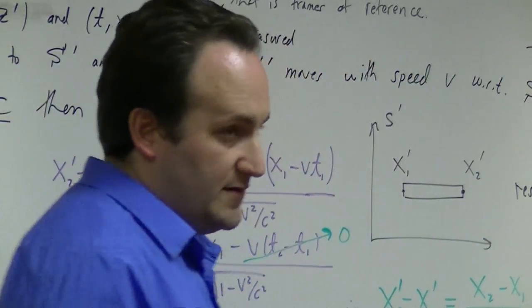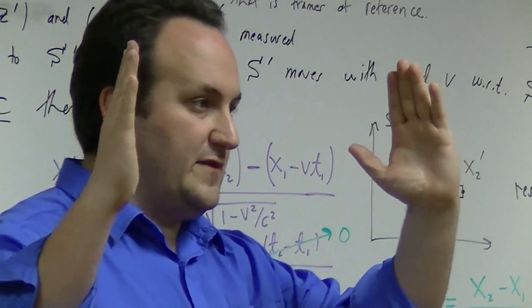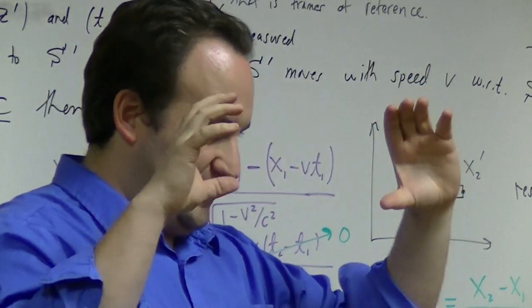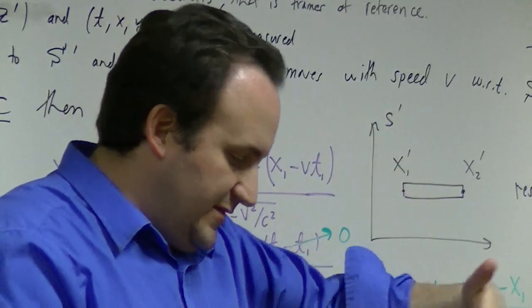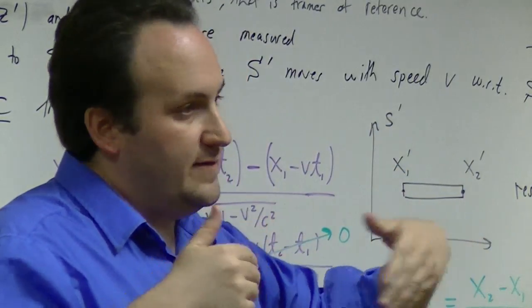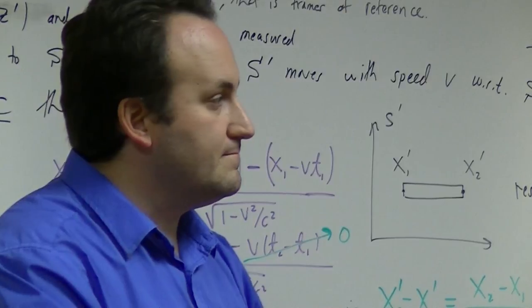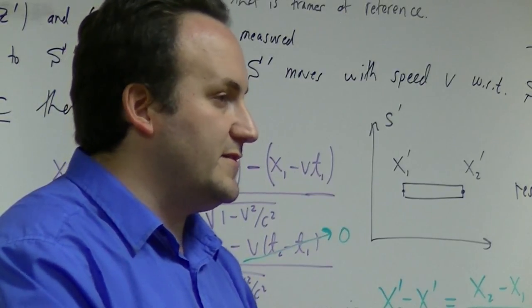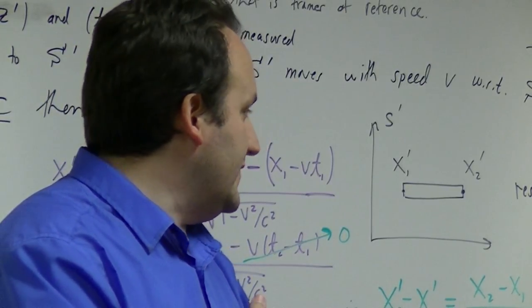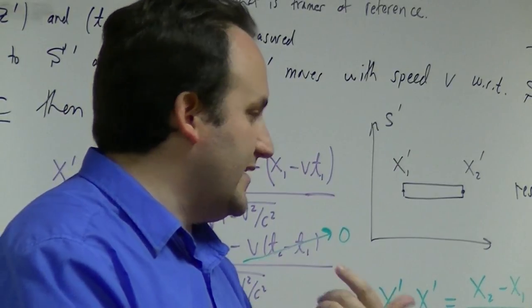So what this says is that when you have things moving, the distance as measured in the thing's own rest frame will be longer than what you measure. There's a corresponding result for times. Time dilation is the flip side of this.